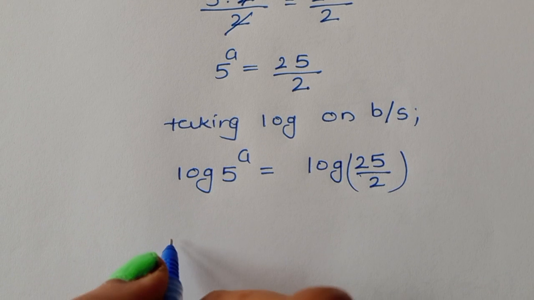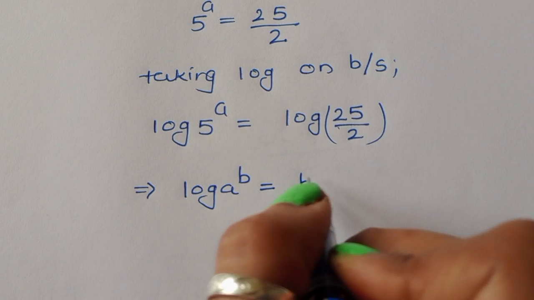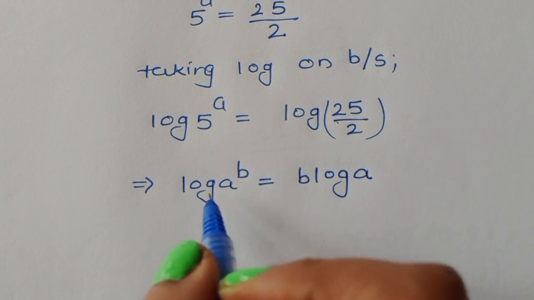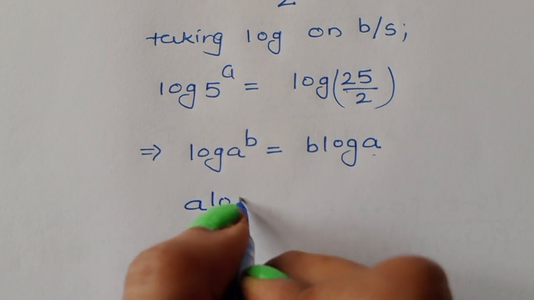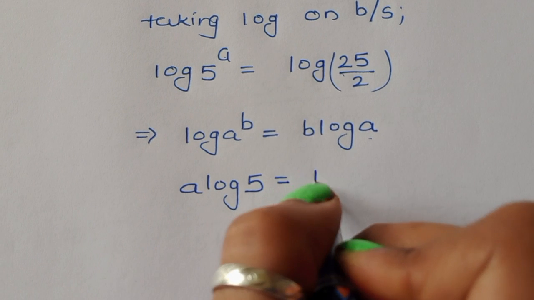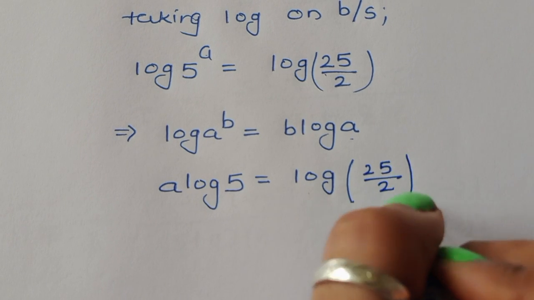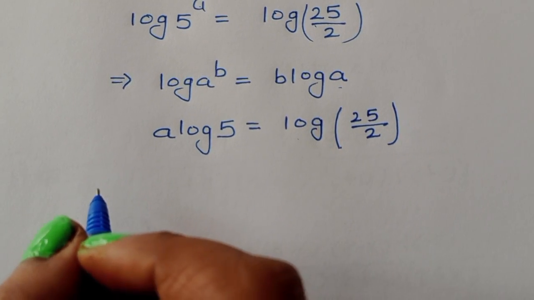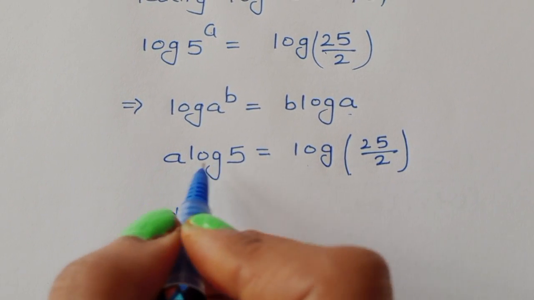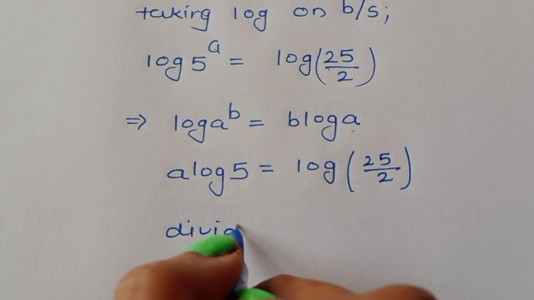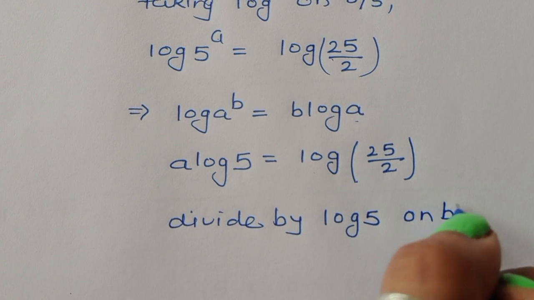Now we know one formula, that is log of a^b is equal to b log of a. Using this formula we can write a log 5 is equal to log of 25/2. Now we have to find the value of a, so we have to cancel this log 5. We can divide by log 5 on both sides.